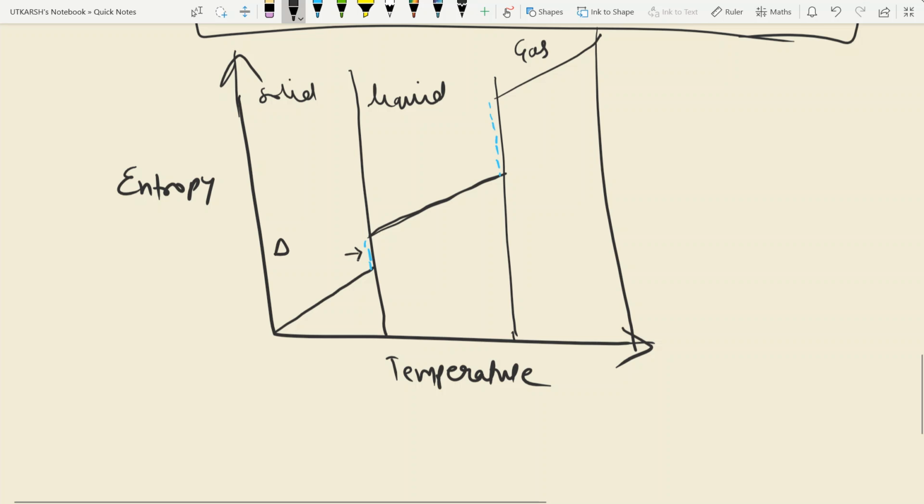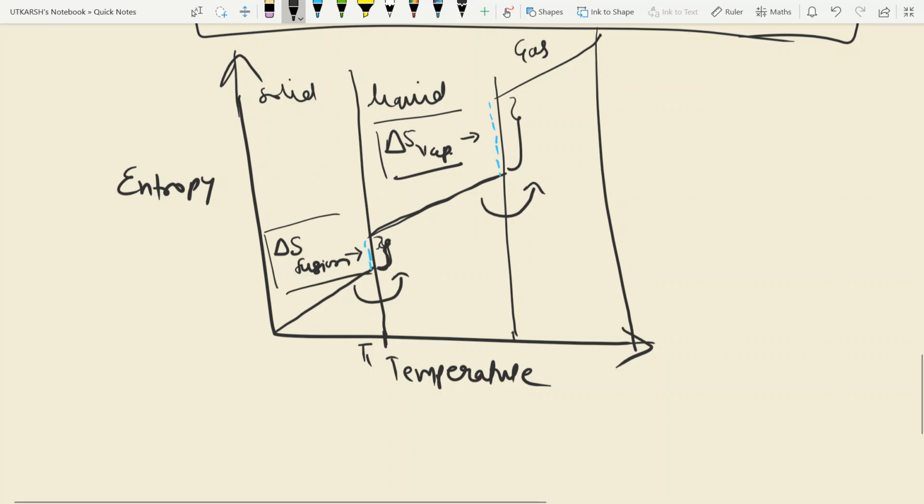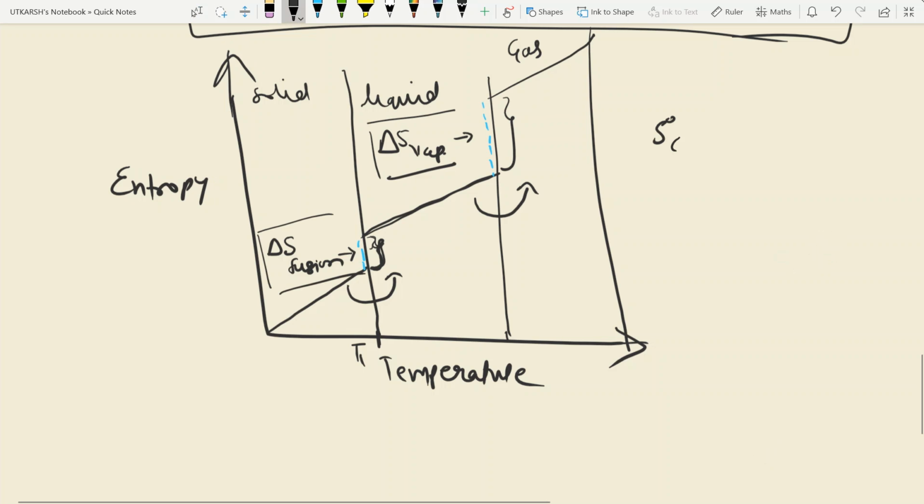Here this is the change in entropy due to fusion, and this is the change in entropy due to vaporization. As we can see, at this temperature boundary T1 there is a change of state from solid to liquid, and there is a sharp increase in entropy. Similarly here there is a change from liquid to gas, and this is the change in entropy due to vaporization, and this is due to fusion. So we can see clearly that the S naught for gas is much greater than S naught for liquid, which is greater than S naught of solid.